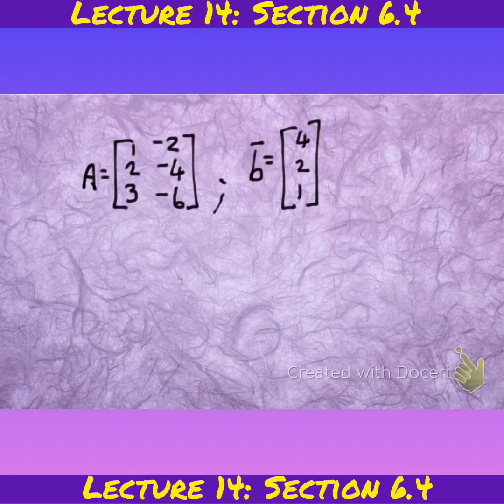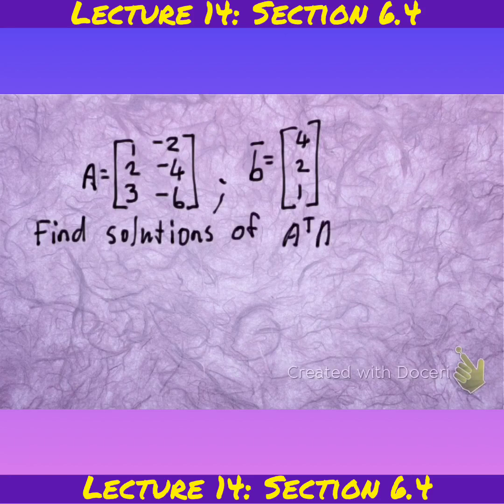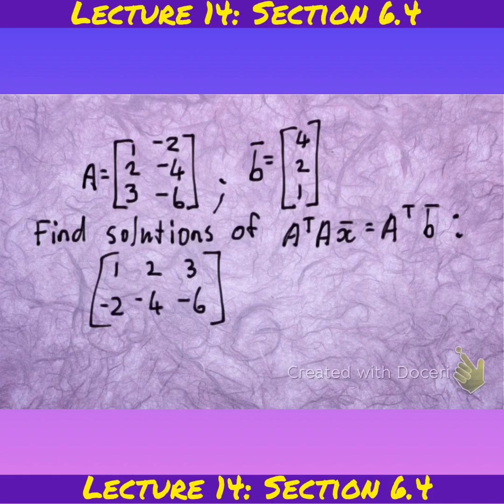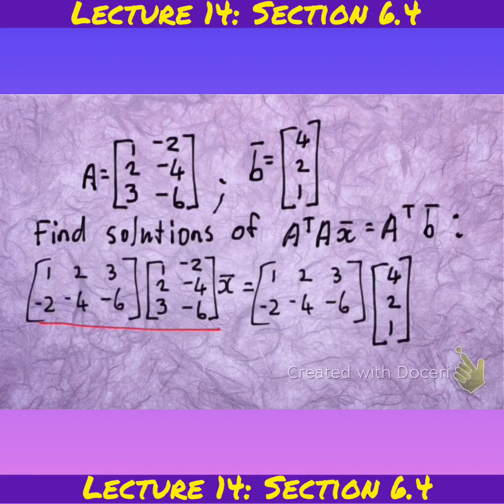Okay, so there's my system. So all I pretty much have to do is find solutions of A transpose A x equals A transpose B. So taking the transpose and then multiplying that with A, we need to then find a solution to that system there. Okay.